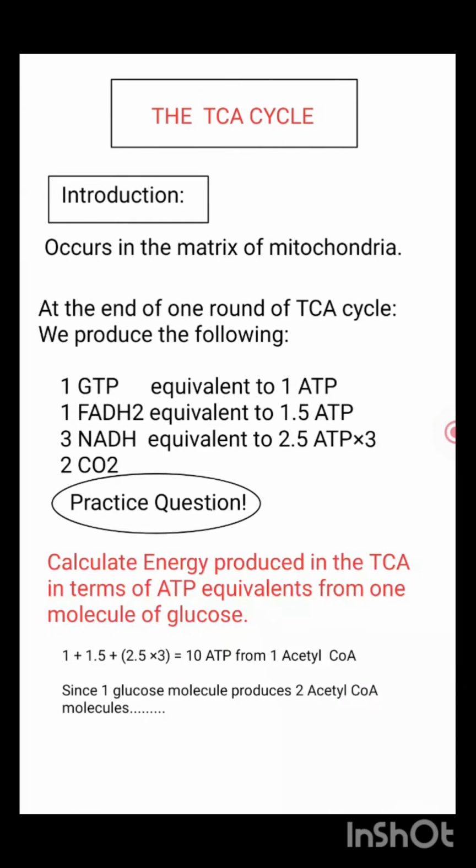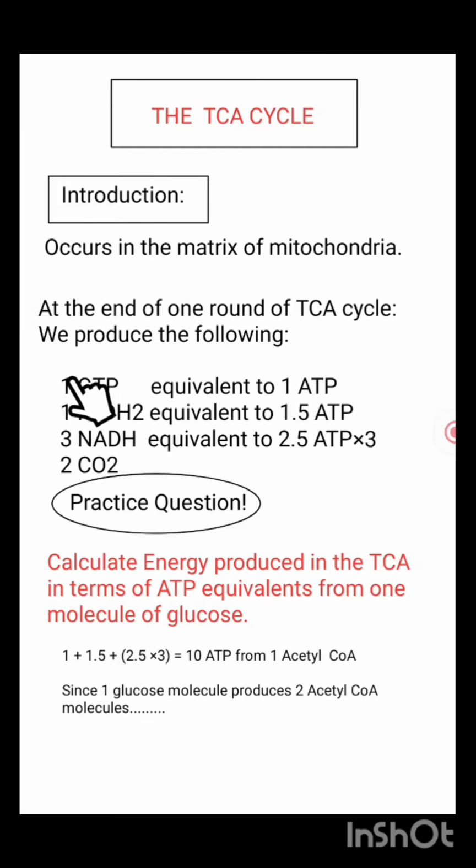Today I want us to look at the TCA cycle, which actually occurs in the matrix of the mitochondria. Now, I want us to do something a little bit different today. I want us to begin with the end in mind. So at the end of the TCA cycle, what exactly do we stand to gain?